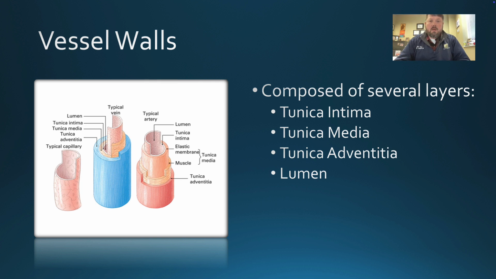One thing to remember: the larger the diameter, the greater the blood flow. And so our vessels are designed to expand and contract. The tunica intima is the innermost layer of the vessel wall, then you've got the tunica media, which is the middle portion, and then the tunica adventitia, which is the outer portion of the vessel wall.